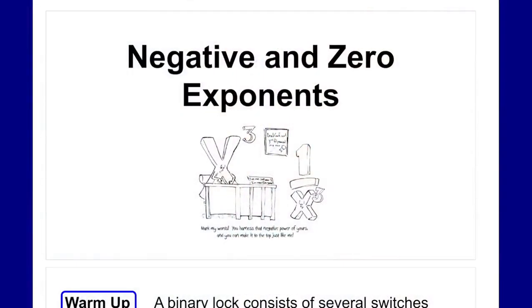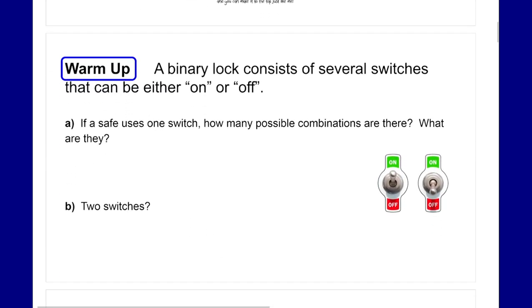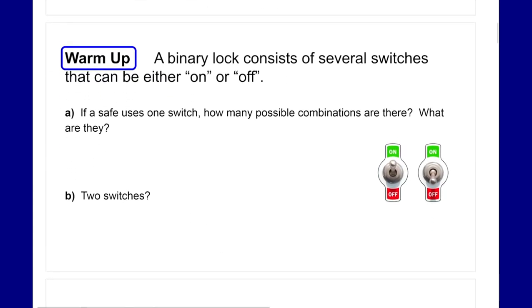In today's lesson, we are going to be looking at negative and zero exponents. So just as a little bit of a warm-up, a binary lock consists of several switches that can either be on or off. So the first question involving these locks or switches: if a safe uses one switch, how many possible combinations are there, and what are they?